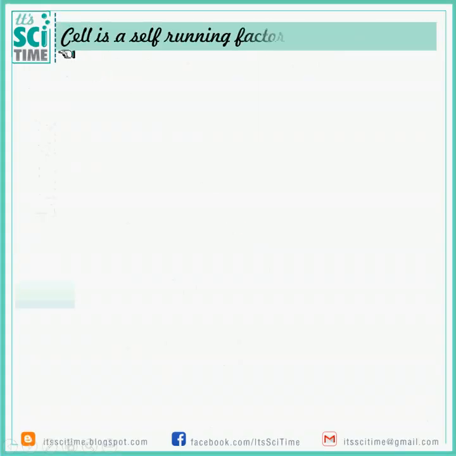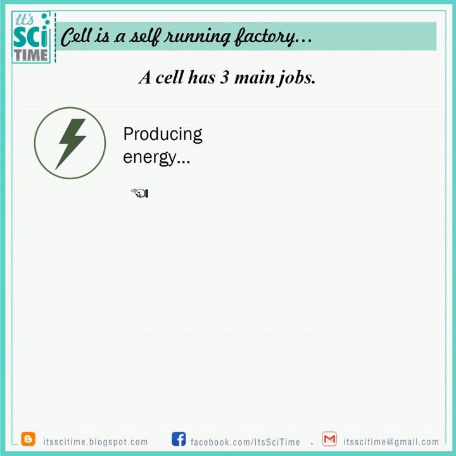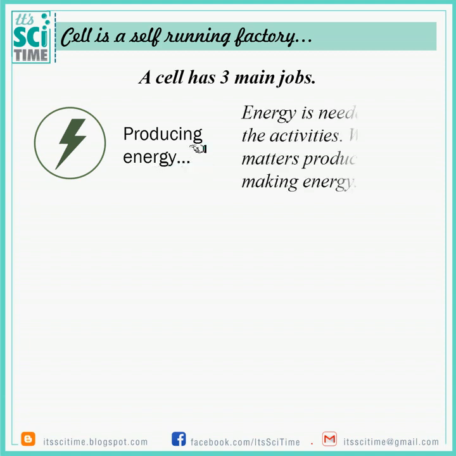First thing, a cell is a self-running factory. Why do we say so? Because cells have three main jobs, just like a factory. It produces energy. Why do cells produce energy? Because energy is needed for all the activities of cells. If it is a factory, the factory needs an energy source. Similarly, cells need energy. When producing energy, they produce waste matter as well.